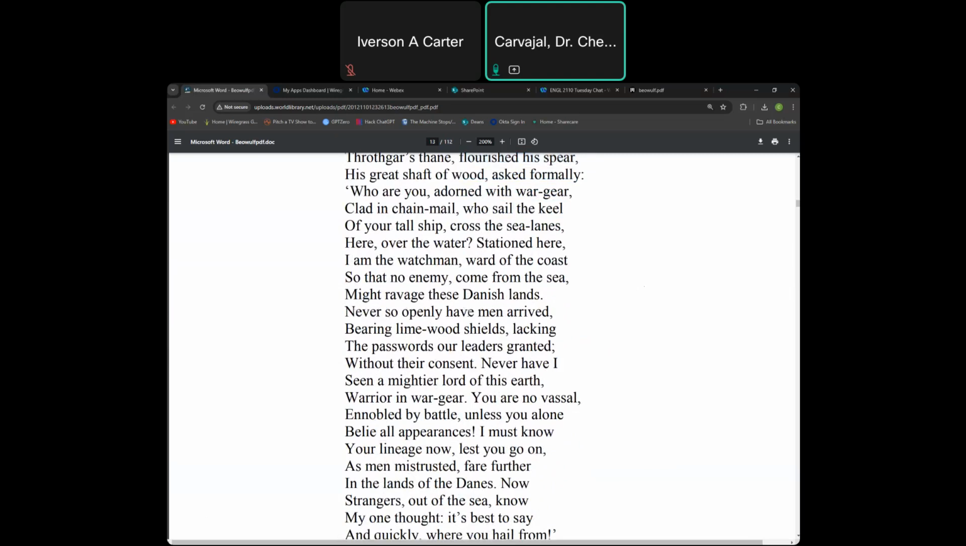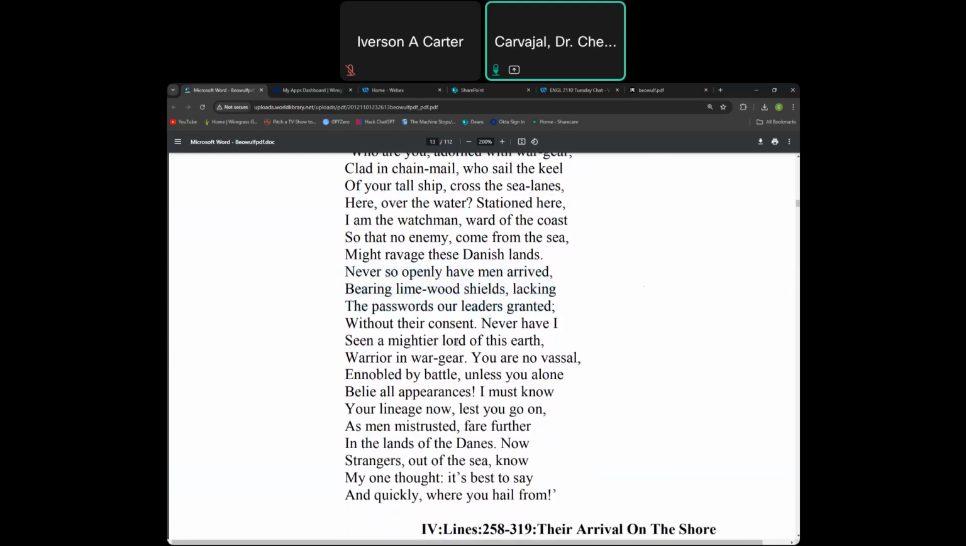And he even says, "Never so openly have men arrived armed like this, without passwords, without permission to come." So he's saying he's never seen anybody just show up on our land without permission. But he also says, never have I seen a mightier lord of this earth, warrior in war gear. And he even says, you are no vassal. In other words, he sees him as even higher than a knight. He's like a thane, all of those words that we use for the person who serves the laird. He goes, no, you're more noble than that.